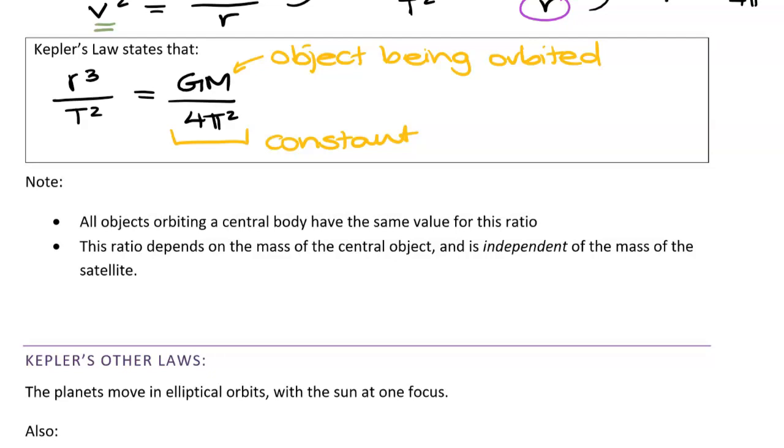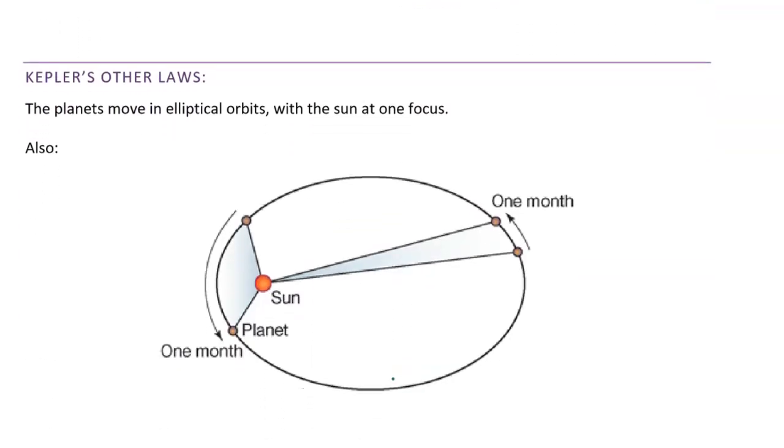So as I said, the second note here, this ratio depends on the mass of the central object and it is independent of the mass of the satellite. So it doesn't matter whether it's a teeny tiny piece of space junk going around the Earth or whether it's the moon in all its colossal glory, it's going to have the same value because it doesn't matter about the mass of those individual small objects.